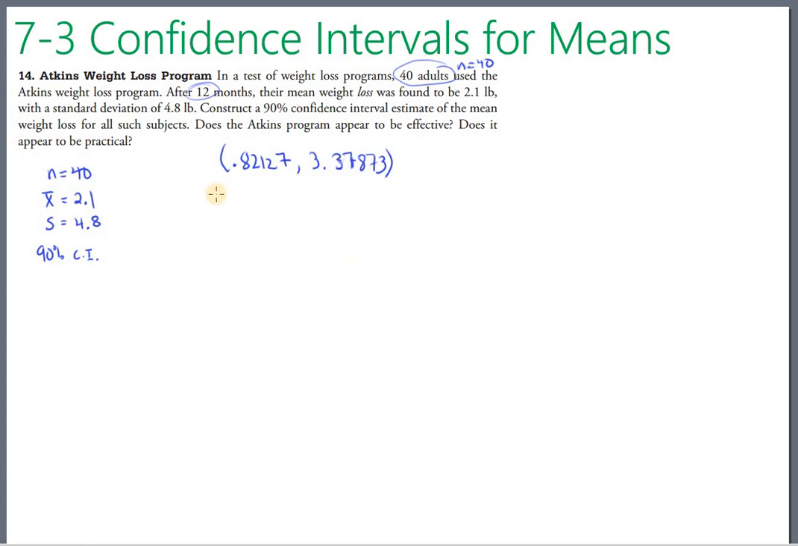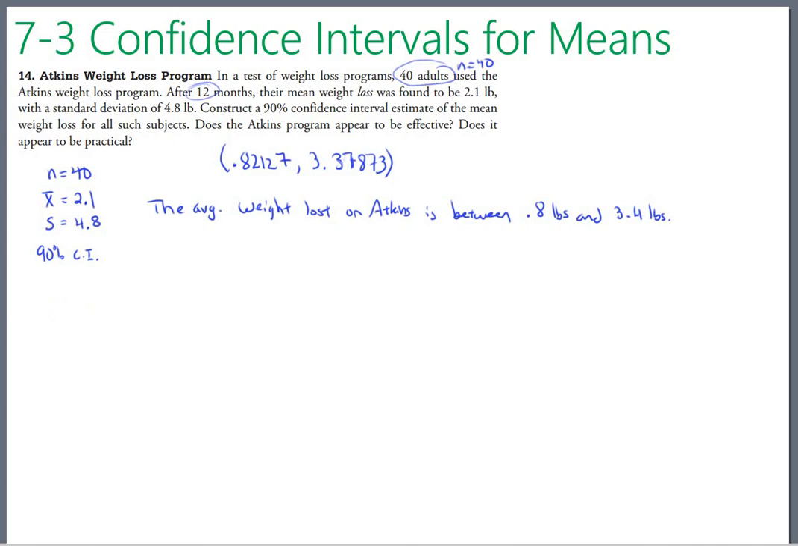And again, they didn't specifically ask for a sentence, but it would be good to practice writing a sentence. So let's write a sentence here and just say, the average weight lost on Atkins is between, and I'm going to round a little bit here, 0.8 pounds and 3.4 pounds. Done. Okay, so good enough for that example.